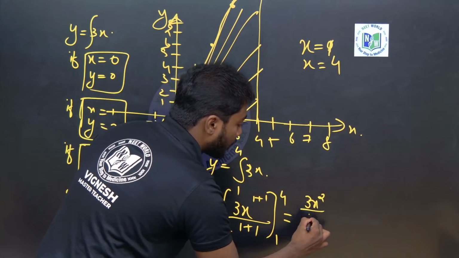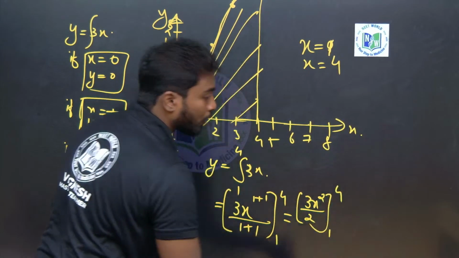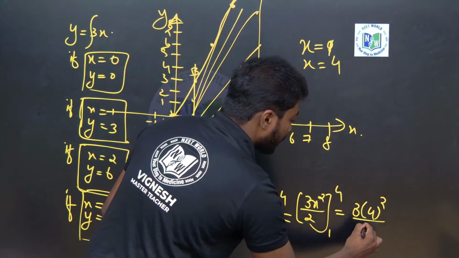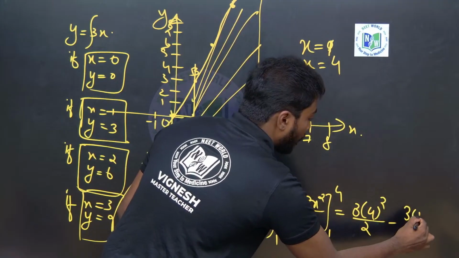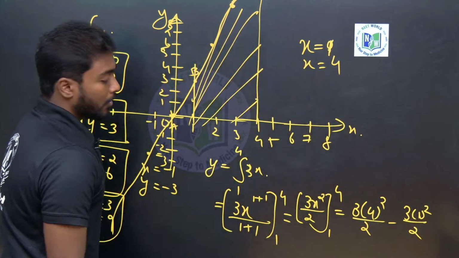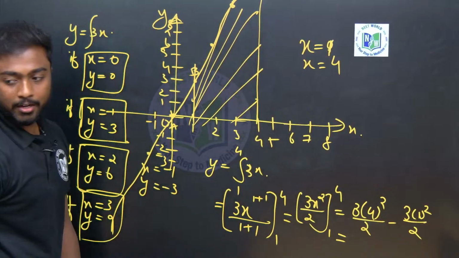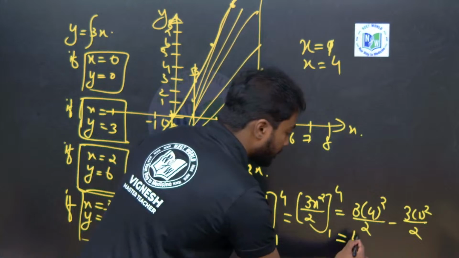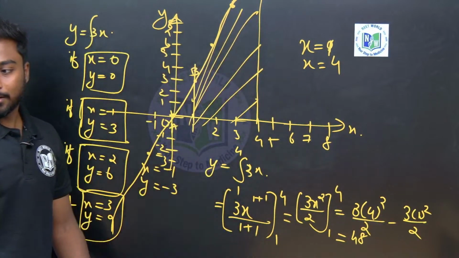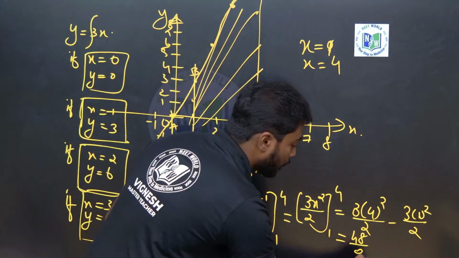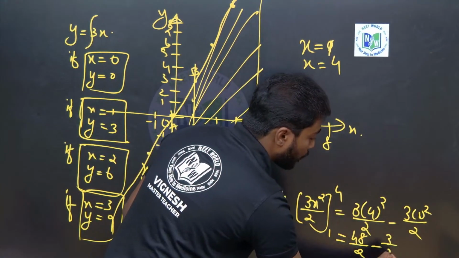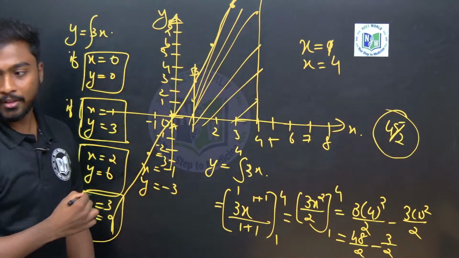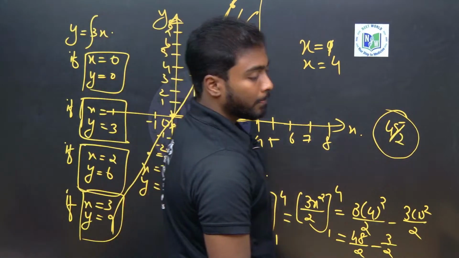3x square by 2 from 1 to 4, which is equal to 3 times 4 square by 2 minus 3 times 1 square by 2. So 4 square is 16, 16 threes are 48, so 48 by 2 minus 3 by 2. So the answer will be 45 by 2. This is the area, or 22.5.